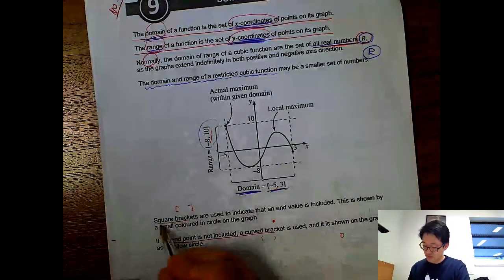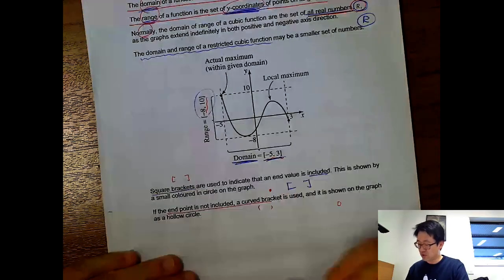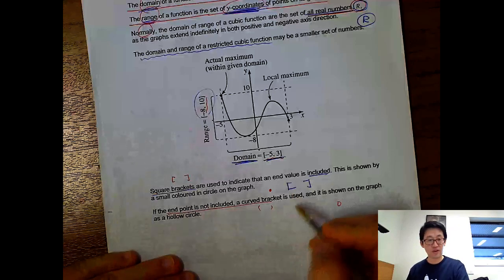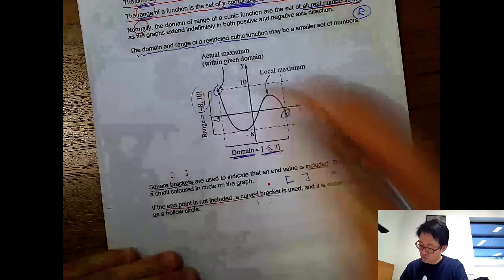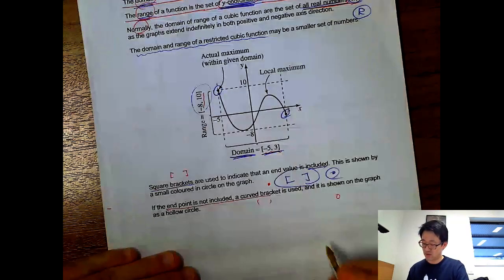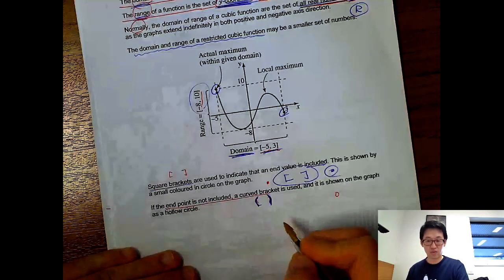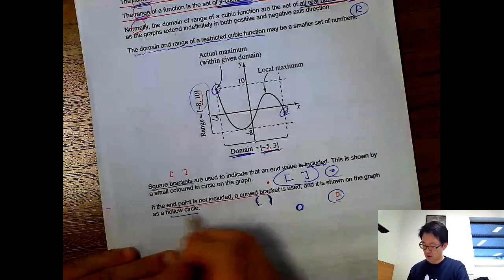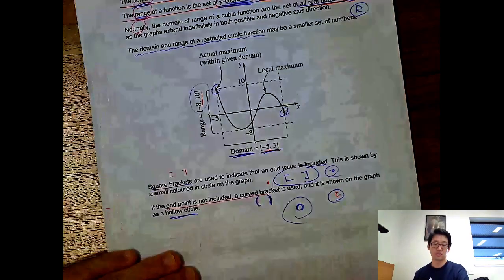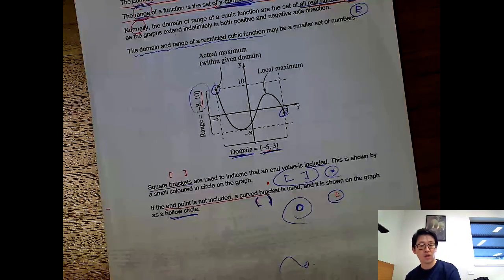In this case, square bracket means included, we know that, don't we? That's included, and the dot like that, the dot is included. Curved bracket means excluded, so we use a hollow circle. Okay, excluded. We've done that, didn't we? We used it from quadratics, so we know that. I'm not going to go through that.